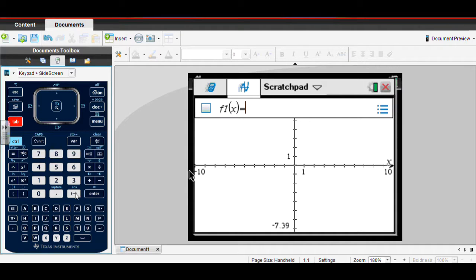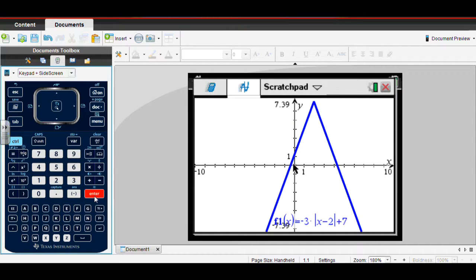My -3 is before my absolute value, so I'm going to type in my -3 first. Now to bring up the absolute value brackets, we actually have to type in 3 letters, A, B, S, and then we'll open a set of parentheses, and there we can type our x subtract 2. So that represents our absolute value bracket. We'll close those parentheses, and then we'll add our 7. Hit enter, and you will see the absolute value function graphed on your calculator screen.